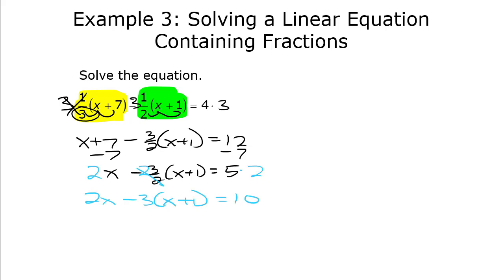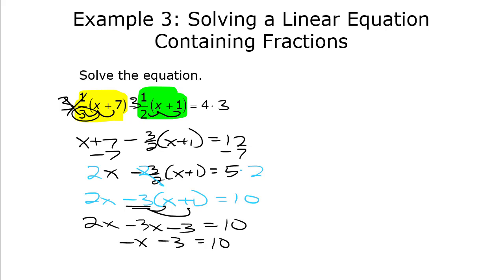Now the fractions are gone. Now we can get rid of our grouping objects by distributing the -3. So you have to hit each thing with a -3. You get -3x, and then a -3 times 1 equals 10. Again, combine like terms on each side. So we've got a 2x minus 3x, so we have minus x minus 3 equals 10. Then we can move the 3 over and have minus x equals 13, right? So of course x equals -13.